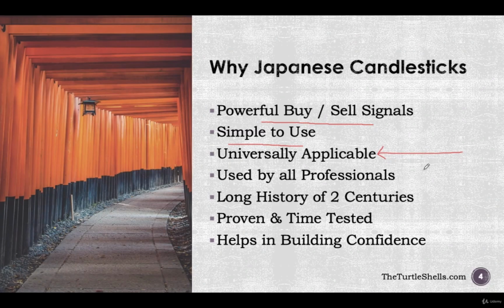So Japanese candlesticks can be used for different asset classes like stocks, commodities, currencies, different instruments, even different time frames. So we looked at a daily chart. We can also have the same chart plotted as a monthly chart. Even that will have candles, but that candle will represent 1 month worth of price action. As discussed, it is used by all professionals. There is a difference between professional traders and amateur traders.